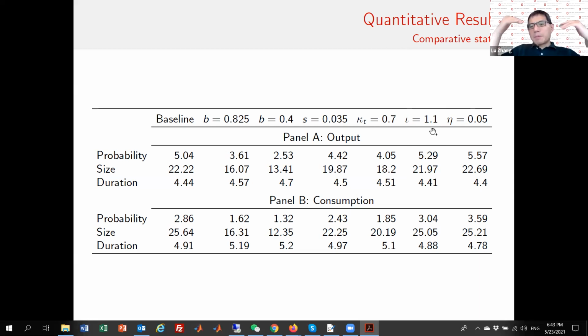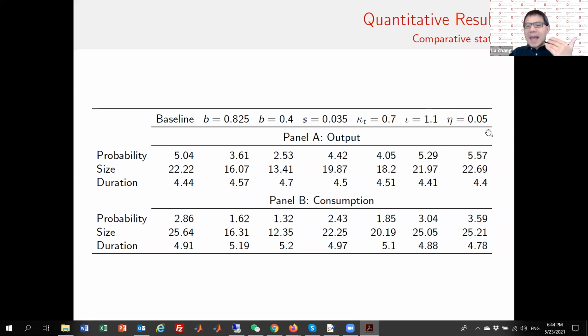Iota is the parameter that governs the efficiency of the matching function. The benchmark value is 1.25. By reducing the iota parameter, you make the frictions less efficient. You are throwing sand into the labor market machine, the search and matching apparatus. As a result, the labor market becomes more frictional and the disaster probability goes up, although size is mostly unchanged, and duration is unchanged also.